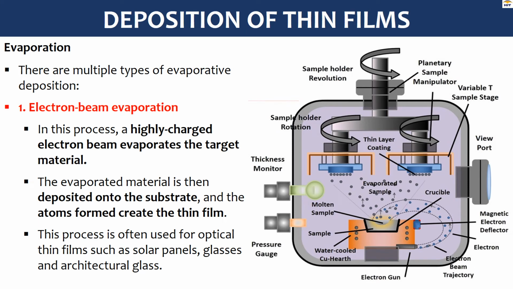So what is evaporation? This is a simple depiction of evaporation on the right side. Here you have electron beam evaporation. In this process, a highly charged electron beam evaporates the target material.